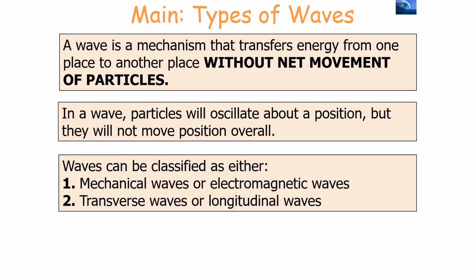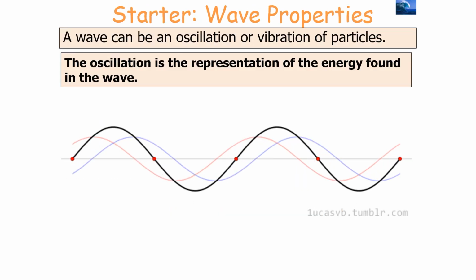Now, it's important to also note that in a wave the particles will oscillate about a position, but they won't move position overall. Now, waves can be classified as either mechanical or electromagnetic waves, and transverse or longitudinal waves.